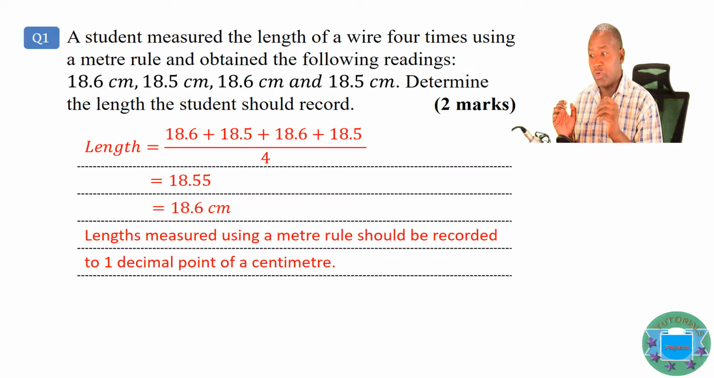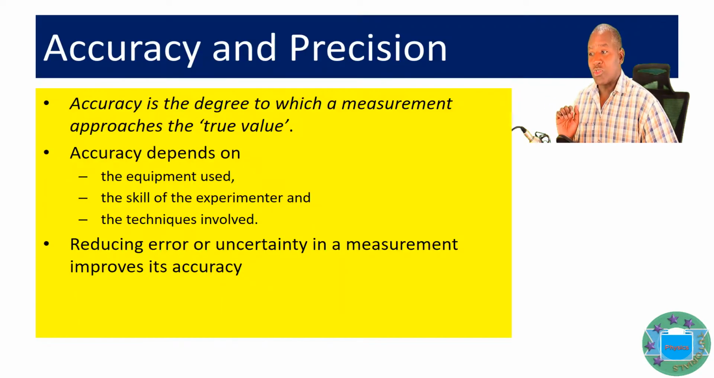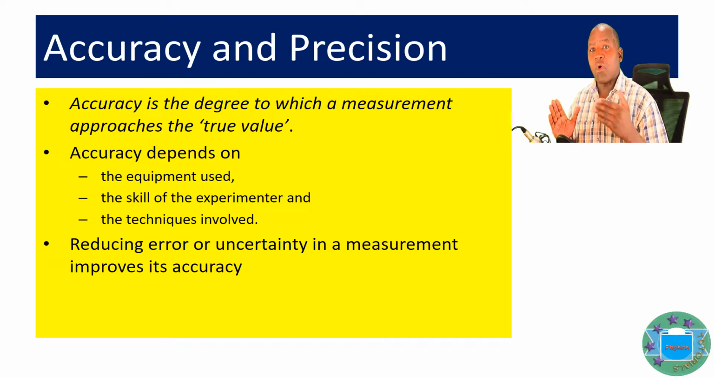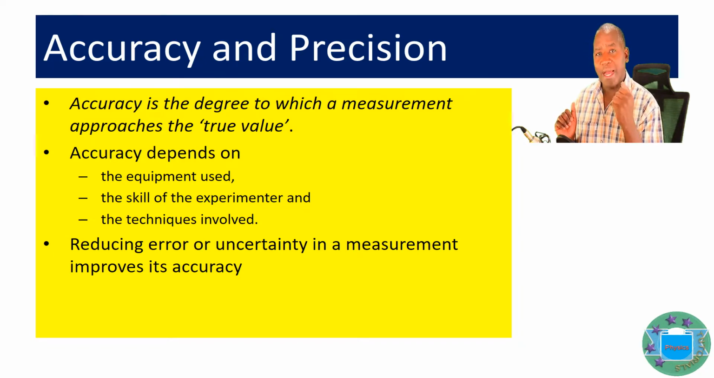I'm going to talk about accuracy and precision, and I'm going to use this question to do that. So let's look at the distinction between those two terms, accuracy and precision, because you can see I've used those two terms in our discussion here. So what is meant by accuracy? A value is said to be more accurate than another one if it is closer to the true value compared to the other one, which is not accurate. So accuracy is the degree to which a measurement approaches the true value.